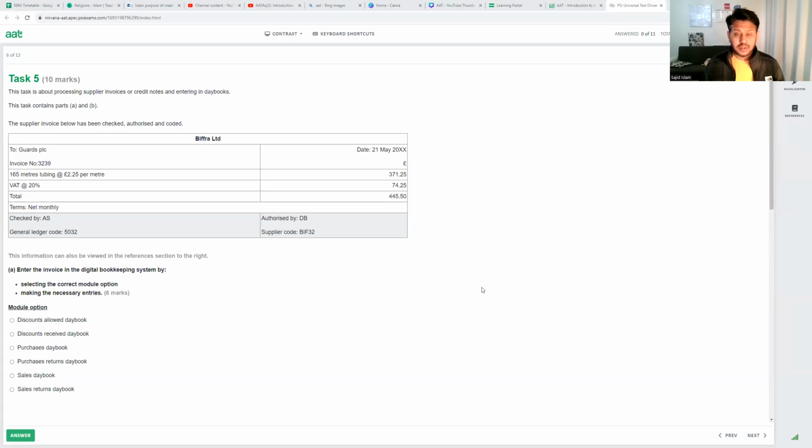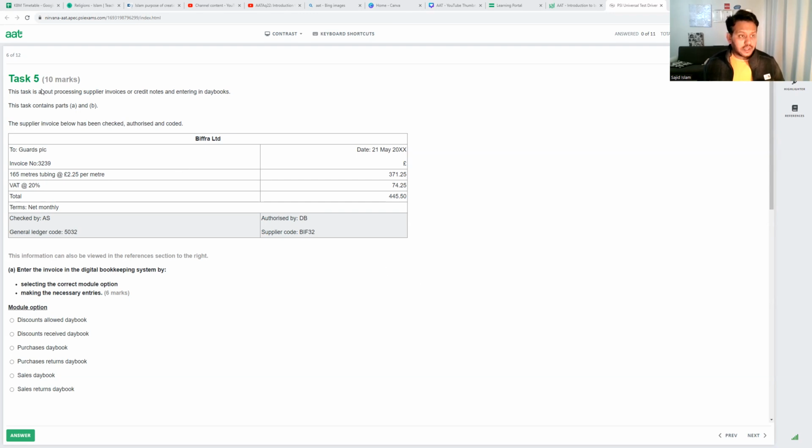Welcome everyone. In today's session, we're going to look at the practice assessment for the Introduction to Bookkeeping Level 2, the second part. So we have done up to question number 4 on previous session. So today we're going to start from task 5. So let's have a look what we have here.